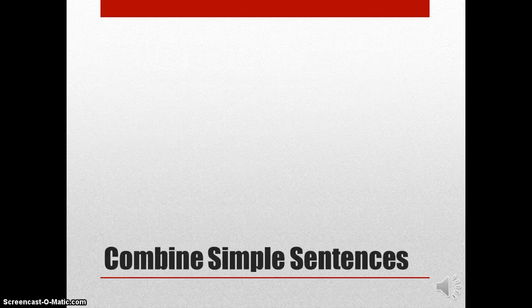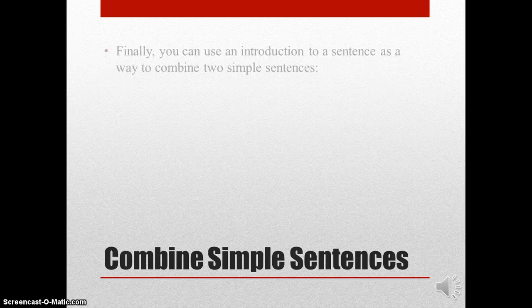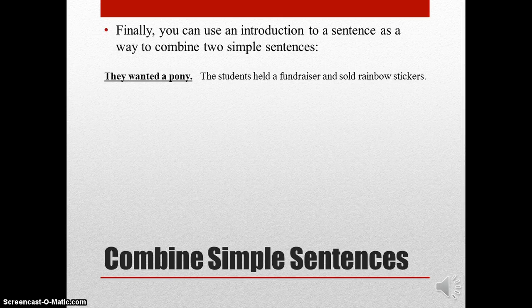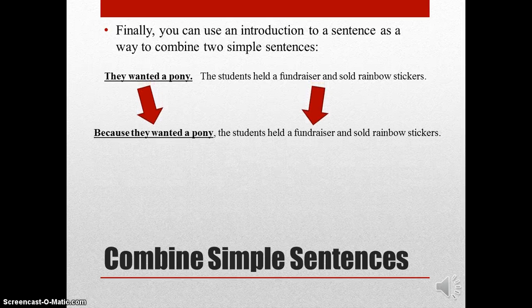And then lastly, you can use this pattern to combine simple sentences. So instead of making a compound sentence, we're going to make a complex sentence. An example of that: they wanted a pony. The students held a fundraiser and sold rainbow stickers. Clearly, these two independent clauses, these two sentences, have two separate ideas, but they're related. So how could we possibly combine them? Because they wanted a pony, the students held a fundraiser and sold rainbow stickers. Now with this introduction pattern, we see more clearly the relationship between those two ideas.